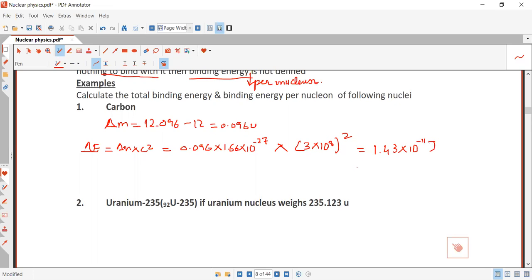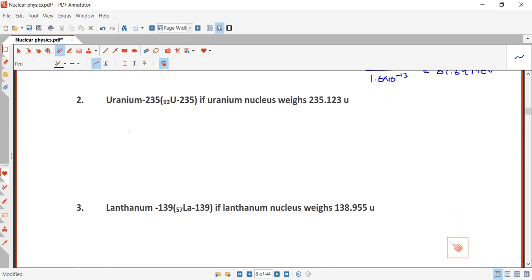And if we want to convert it into million electron volts, we can put the conversion factor here and divide this number by it, and we get 89.64 million electron volts. This energy is absorbed to break down the carbon nucleus, right? Okay. Now, what about uranium?